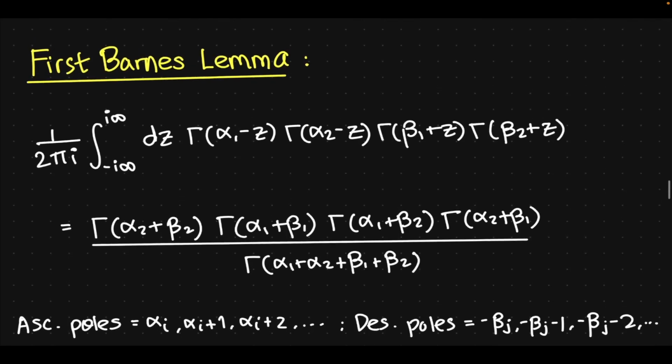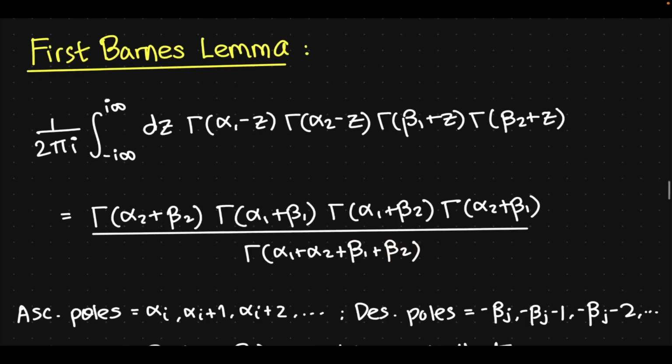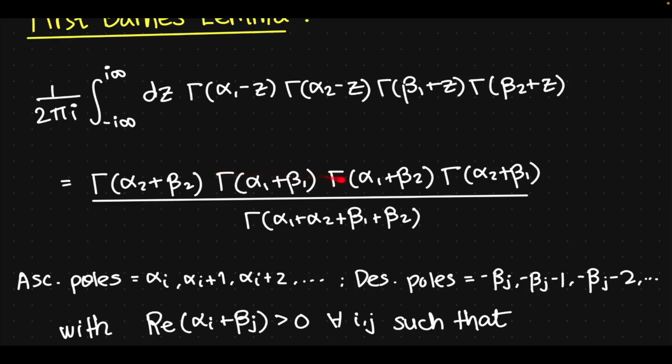Okay, so the Barnes lemma, let's state it, says that 1 over 2 pi i integral from minus i infinity to i infinity dz of gamma of alpha 1 minus z, gamma of alpha 2 minus z, gamma of beta 1 plus z, gamma of beta 2 plus z, all of that equals gamma of alpha 2 plus beta 2, gamma of alpha 1 plus beta 1, gamma of alpha 1 plus beta 2, gamma of alpha 2 plus beta 1, divided by gamma of alpha 1 plus alpha 2 plus beta 1 plus beta 2. Now that's a mouthful. People consider this to be the generalization of the relation between the beta function and the gamma function, because that's what this right hand side looks like.